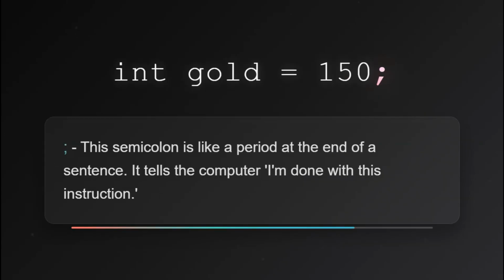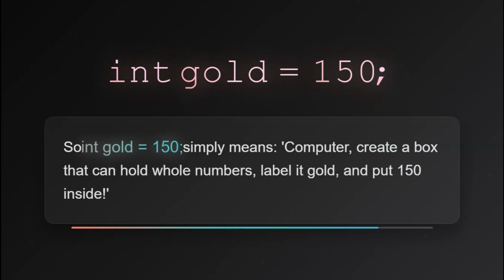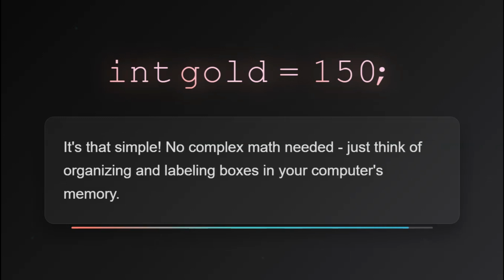Semicolon. This semicolon is like a period at the end of a sentence. It tells the computer, okay, I'm done with this instruction. You can move on to the next one. So int gold = 150; simply means computer, create a box that can hold whole numbers, label it gold, and put the number 150 inside it. It's that simple. No complex math needed. Just think of it as organizing and labeling boxes in your computer's memory.